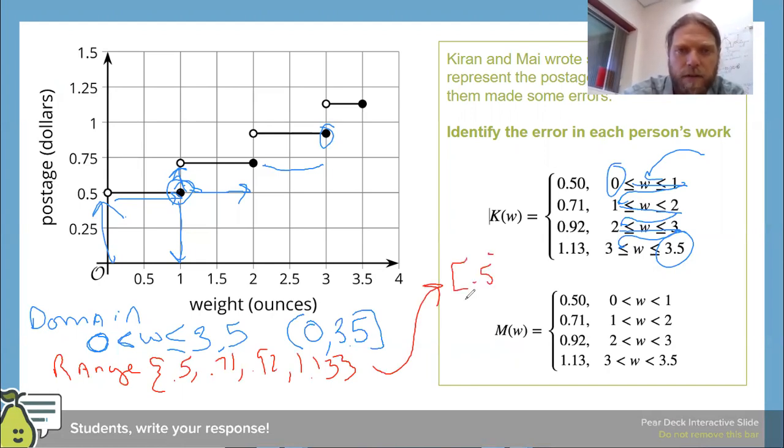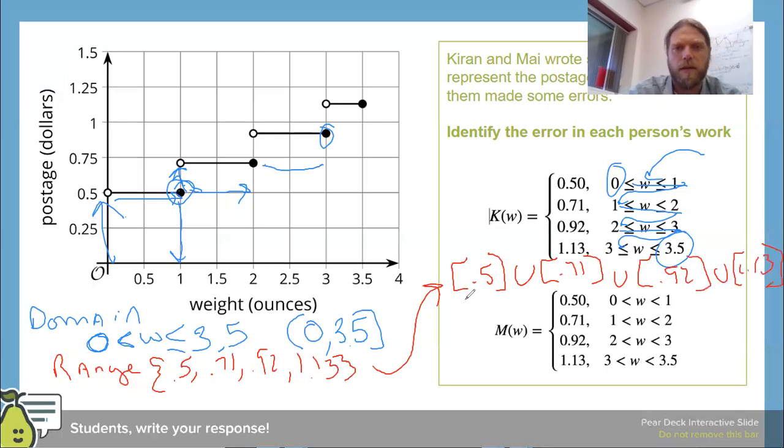Block 0.5, it's included, or 0.71, it is included, or 0.92, it is included, or 1.13 is included. And this is non-continuous. Let me write that down. Continuous, yeah, I think that's right. It is non-continuous, meaning they do not connect. It does not make one single graph, and there are breaks in this information, okay?